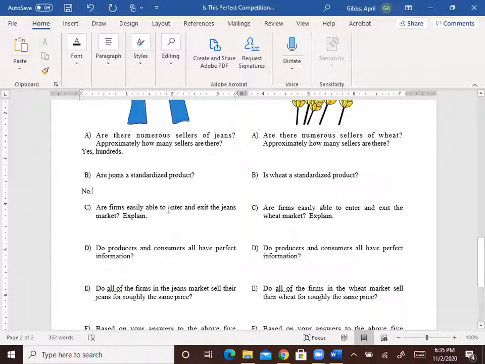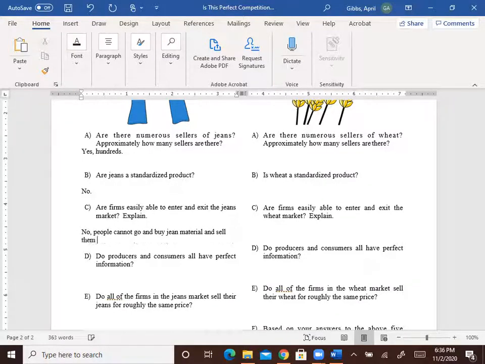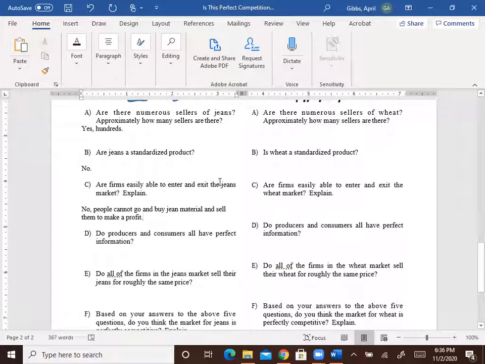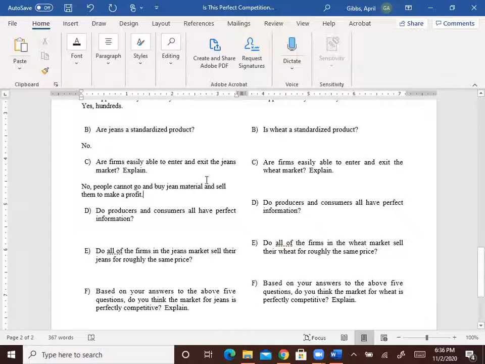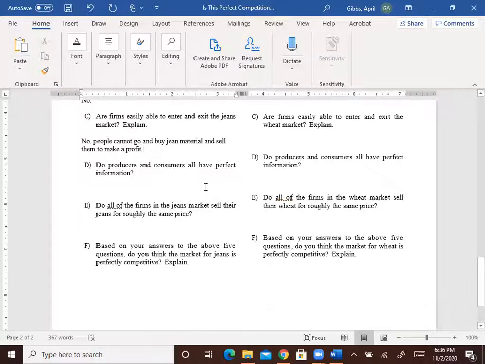Are firms easily able to enter and exit the jeans market? Can anybody go out and make jeans and sell them? Not really. No, and it says explain. People cannot go and buy jean material and sell them to make a profit. Because I mean, you can probably buy the material and make a couple, but you'd have to have a pretty impressive system to make a consistent profit.